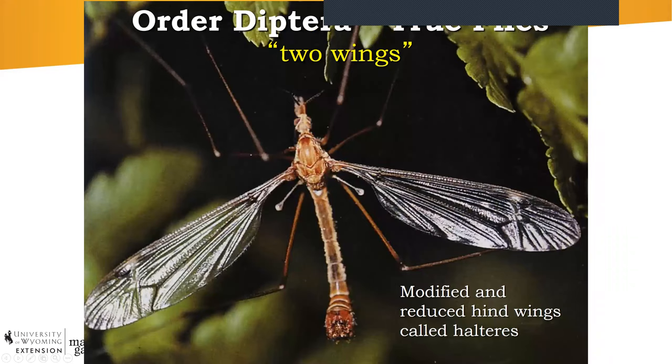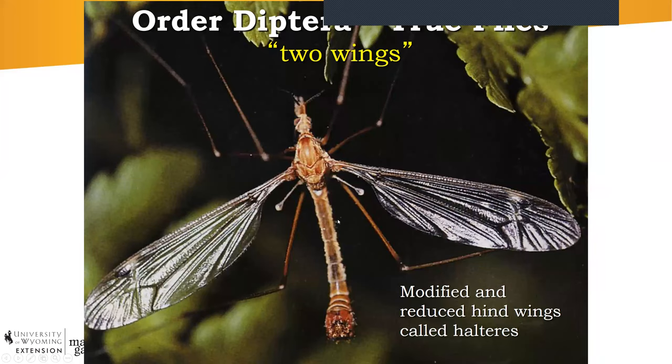The order Diptera, true flies. They have two wings. The front wings are their functional wings, and then their hind wings have been modified into these structures called halteres. So that's how you can identify them. They have front wings as their functional wings, and then the reduced ones.